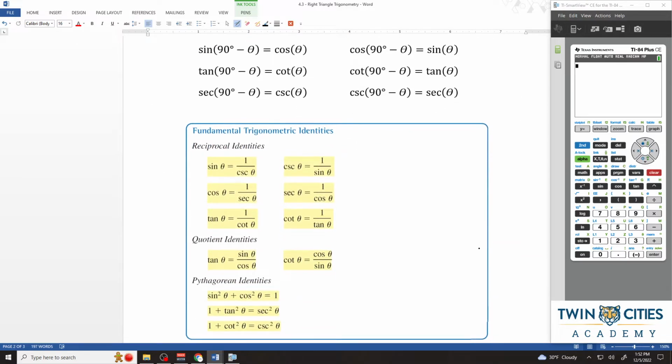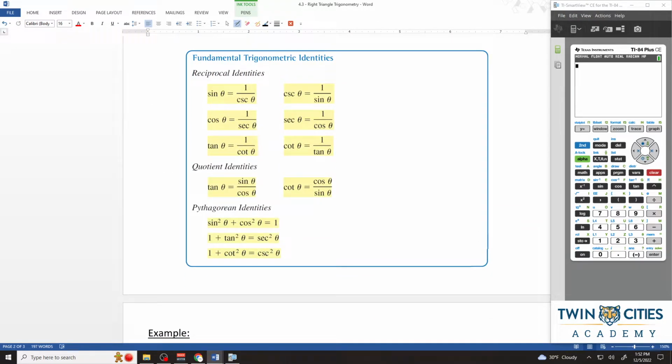Here are some other identities to keep in mind. We already know about the reciprocal identities, but let's also add in here quotient identities. Tangent is sine over cosine. Cotangent, being the reciprocal of tangent, is then cosine over sine. And my Pythagorean identities, sine squared of theta plus cosine squared of theta equals 1. Here we can manipulate these a little bit too and find some other things, such as 1 plus tangent squared of theta equals secant squared of theta, and 1 plus cotangent squared of theta equals cosecant squared of theta.